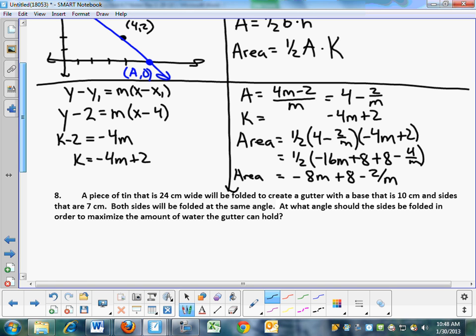I just wrote the area in terms of slope. That is an amazing accomplishment in and of itself. We should be proud of ourselves. You guys did great work.